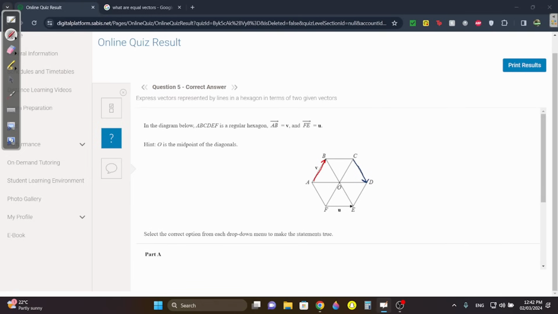If this is V, that means this is also V, since these are equal. So this is V. And if this is U, that means this is also U. Okay. So what will CD be?